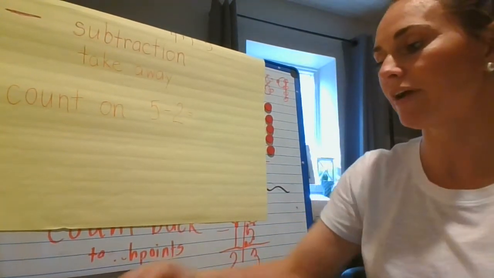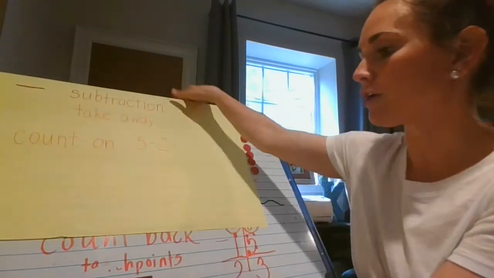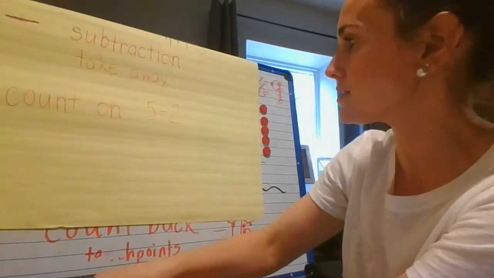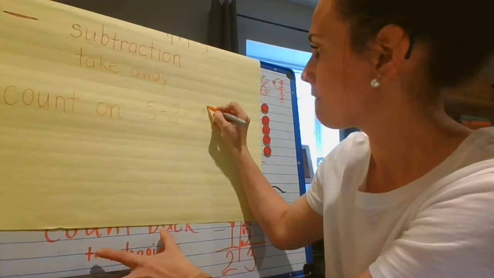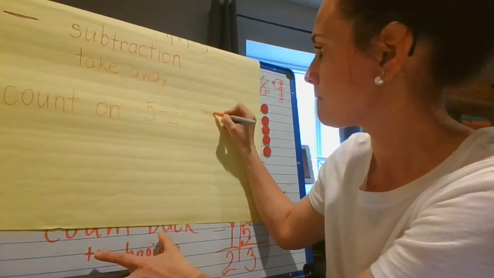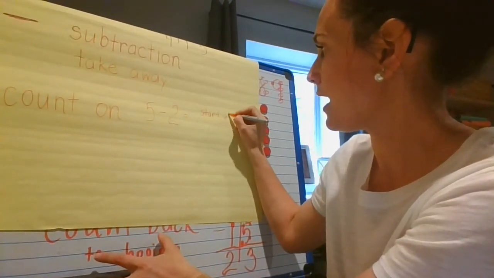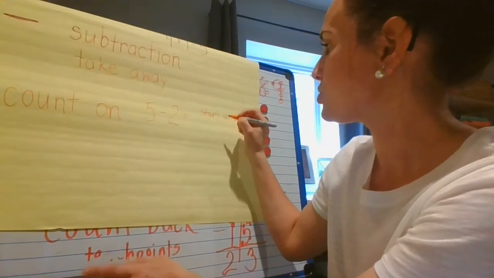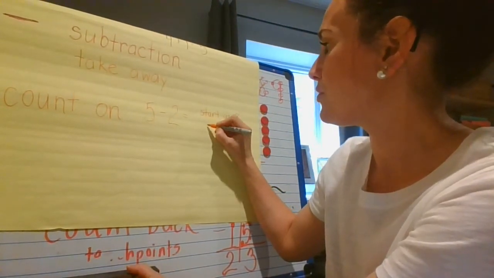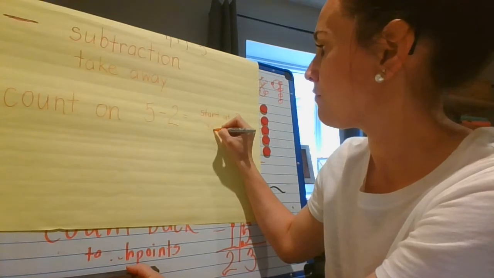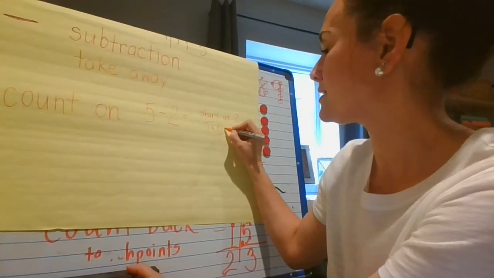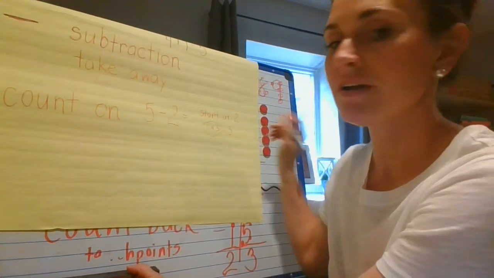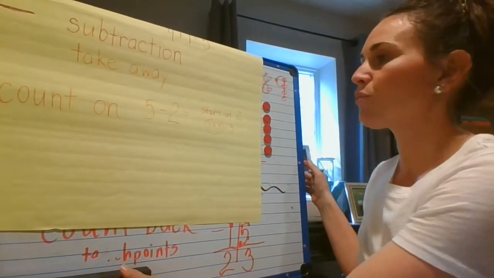So I'm going to put a little bit of a reminder right here by this, and I'm going to write start at 2. So we would say 2, 3, 4, 5. We said 3 numbers. Our answer is 3. So we could count on.